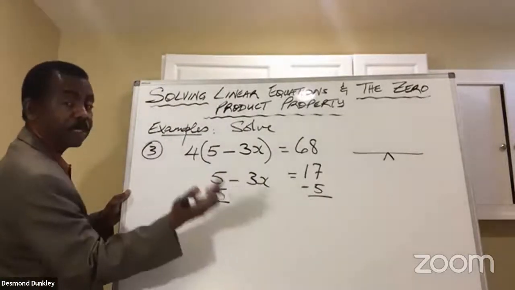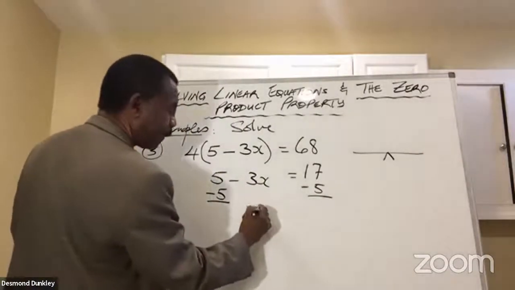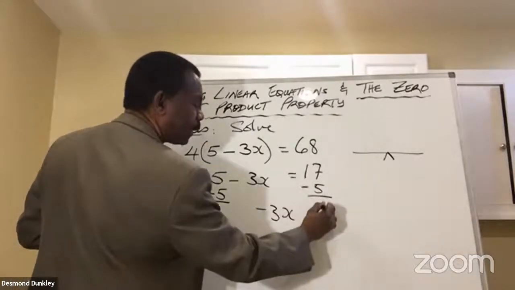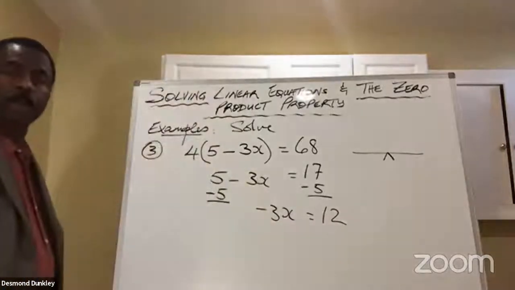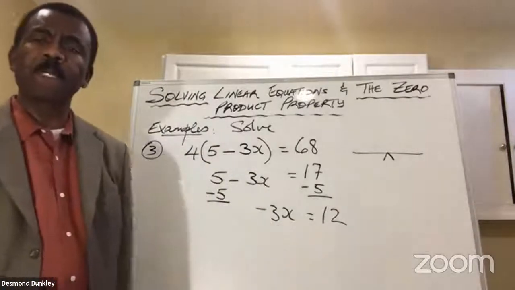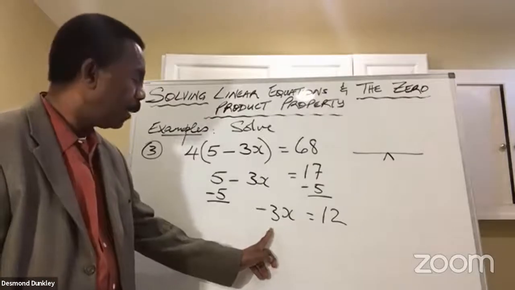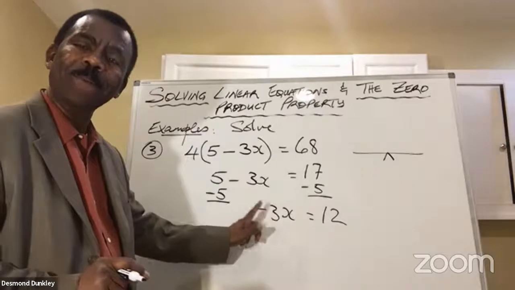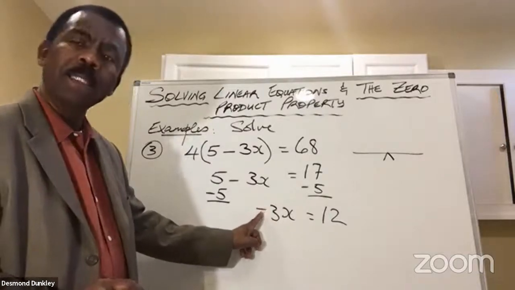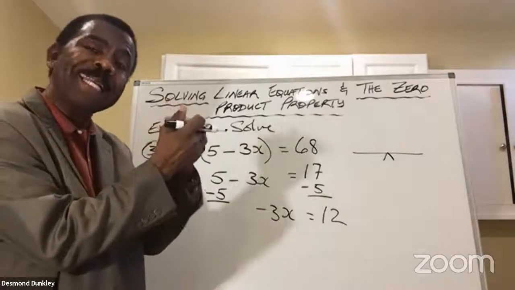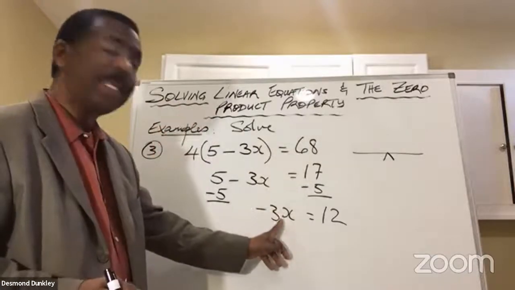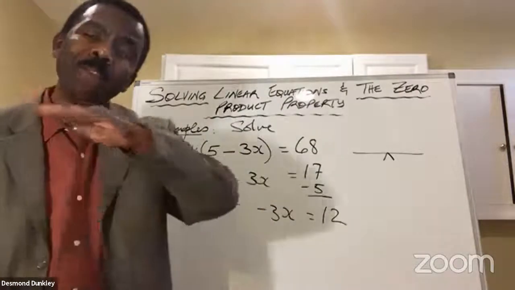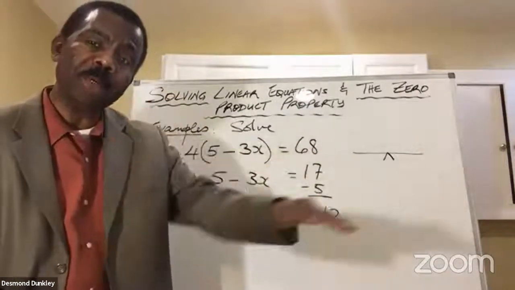5 take away 5 is 0. So we're left with -3x. 17 take away 5 is 12. So -3x is 12. So now this is -3 times x. So we're doing a multiplication. Don't get confused with this -3. It's -3 is a number. The number has a negative sign, and you're multiplying the -3 times the x. So to get rid of the -3, we have to divide by -3.